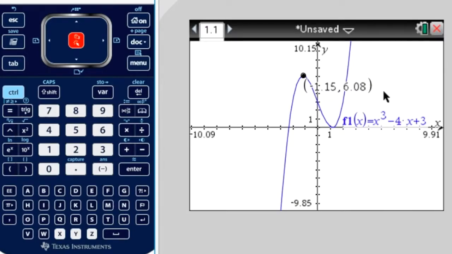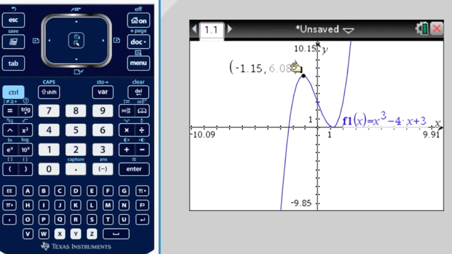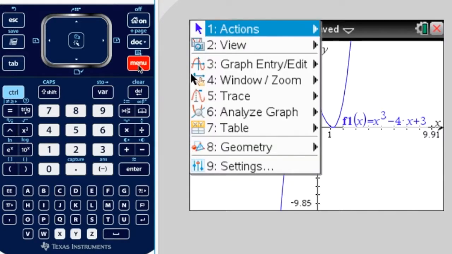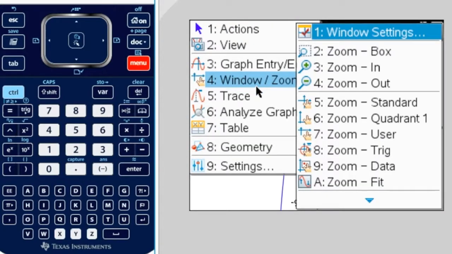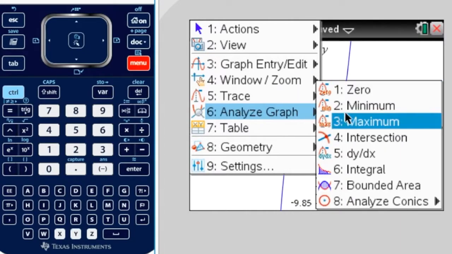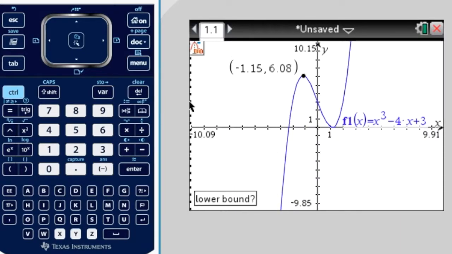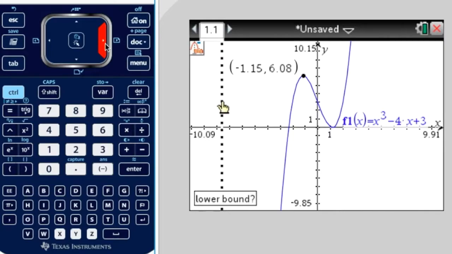Okay, so you have to read carefully what you are actually being asked, because you can be marked down if you answer it incorrectly. Now I'm going to move this over just to make things a bit clearer. Okay, so the max value is 6.08. Okay, now let's find the minimum value. So menu, analyze graph, minimum, lower bound. Again, I'm going to use the trackpad, so it's more like what you have to do.